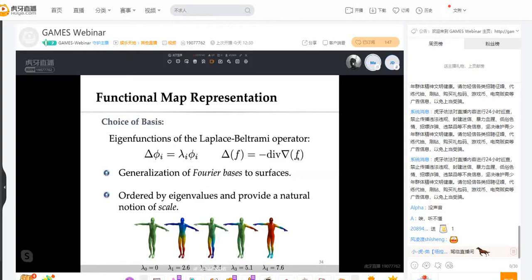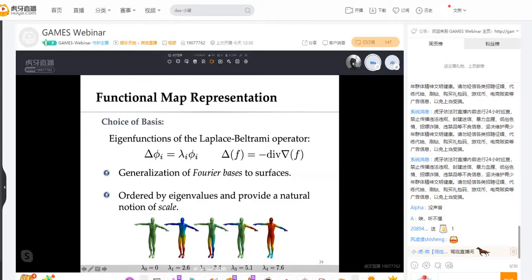If you're not familiar with this, you can think of it as a very natural generalization of Fourier bases or Fourier series to surfaces. And just like Fourier bases, these eigenfunctions of the Laplace-Beltrami operator are ordered, so they have a notion of scale. You can think of it as frequencies: the Fourier basis is ordered from low frequencies to high frequencies, and the same is true for these eigenfunctions.